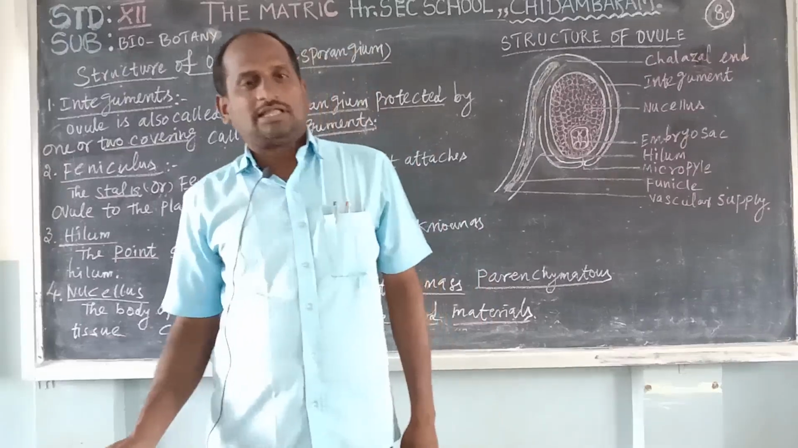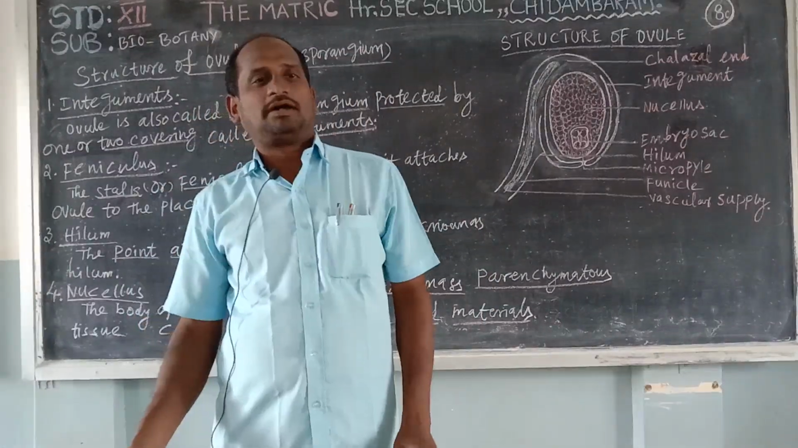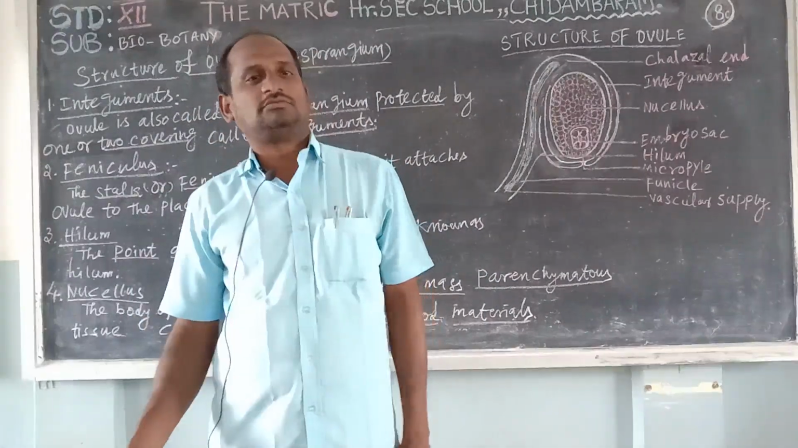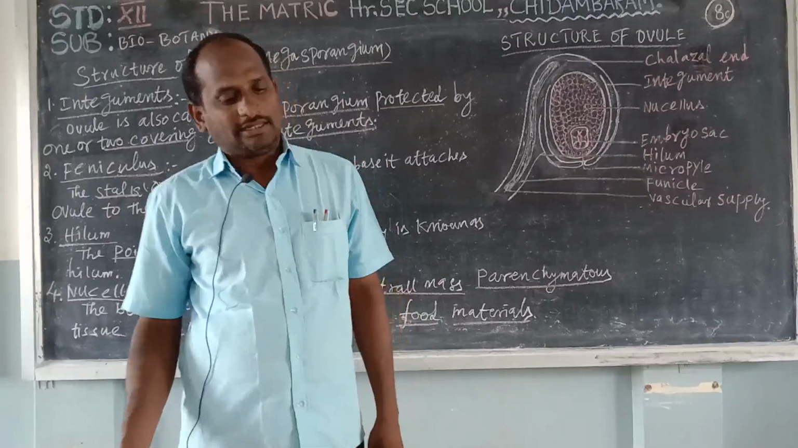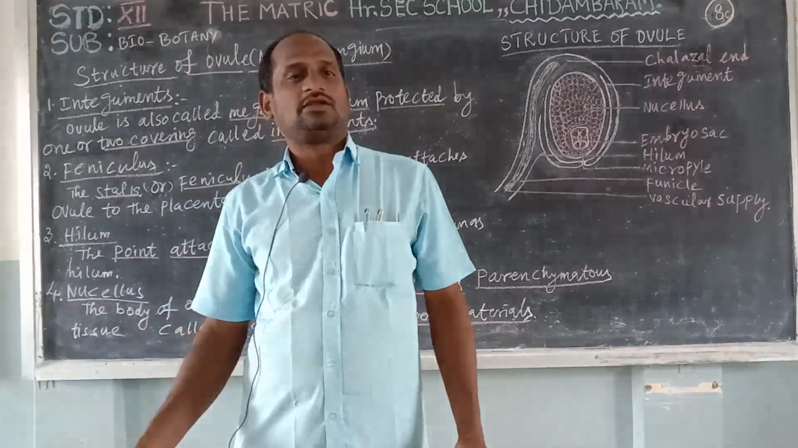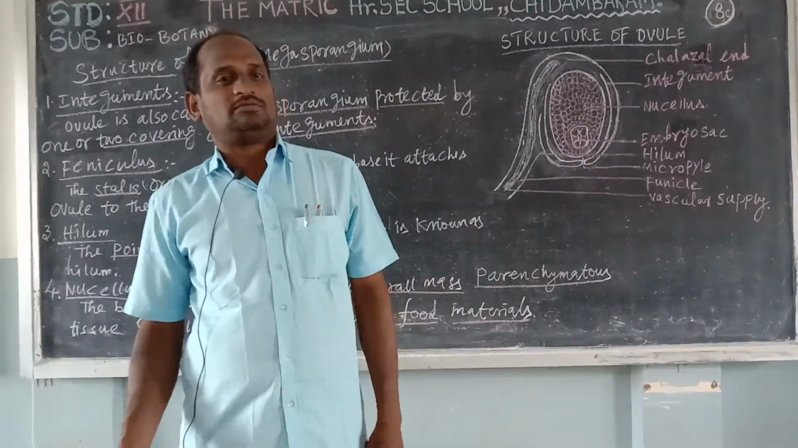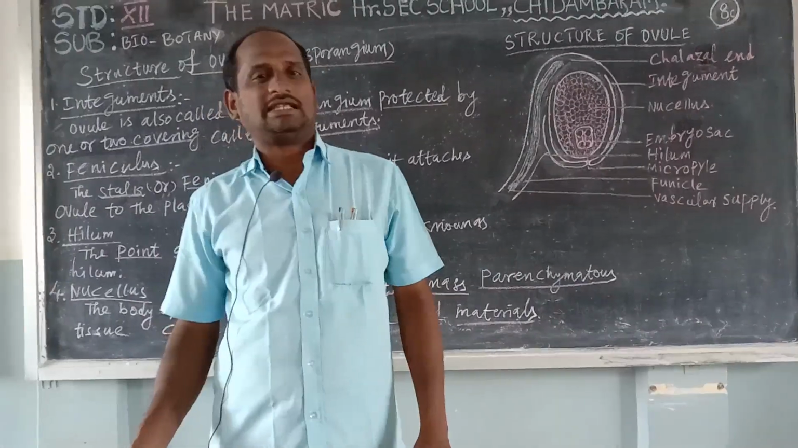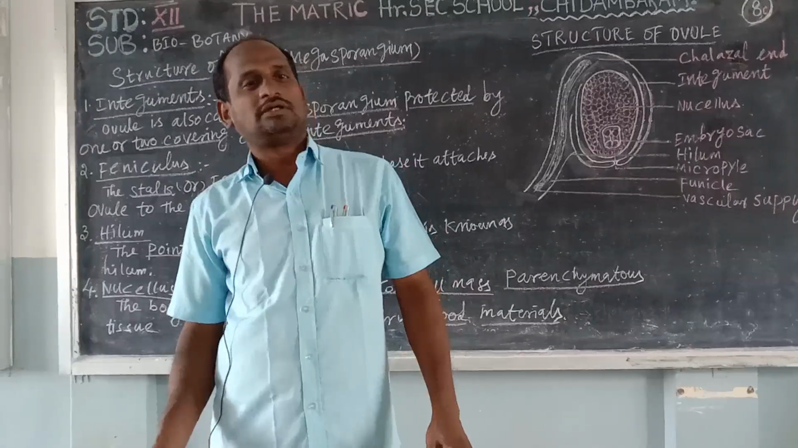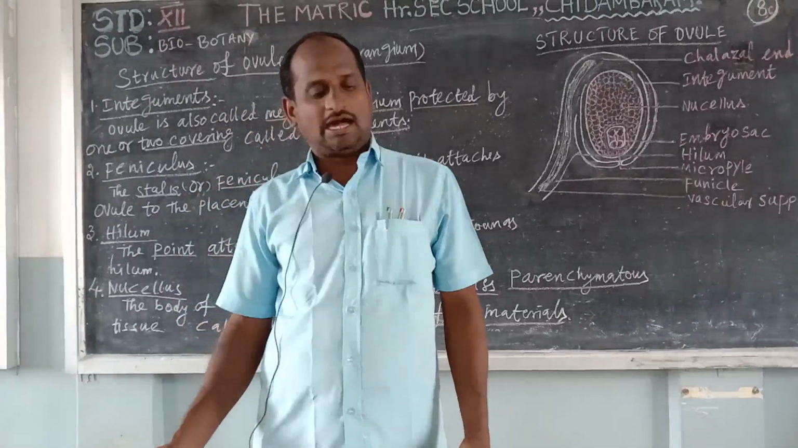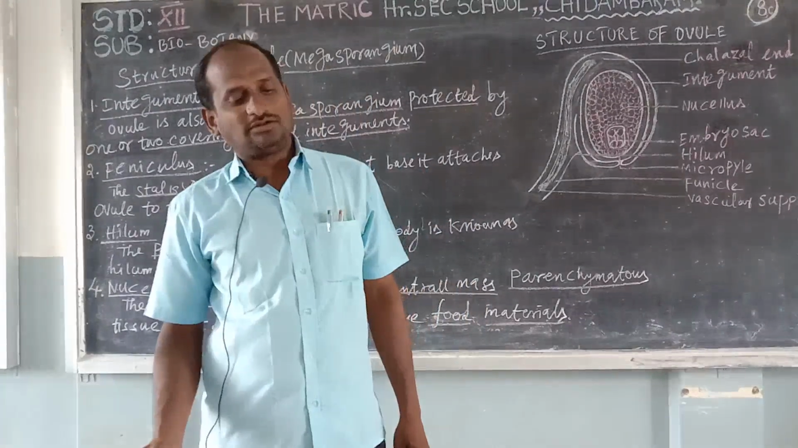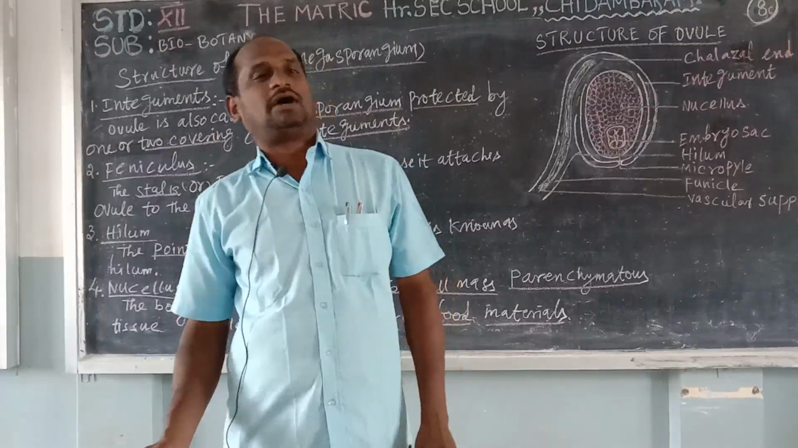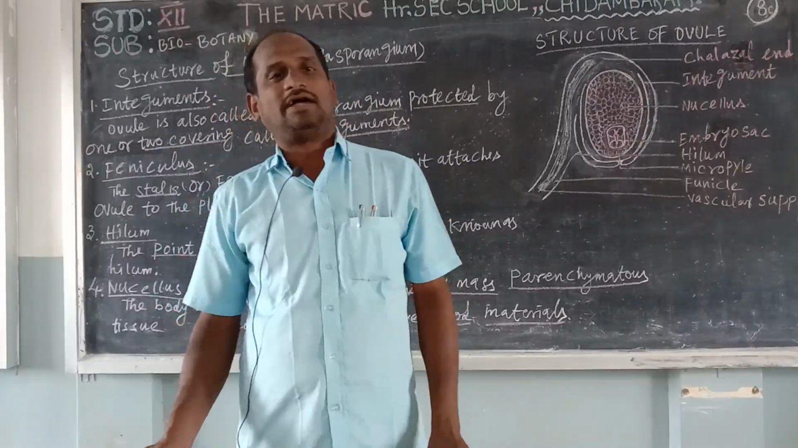Next, go to the androecium, the male part; the anther is completed. Next, the female part is the gynoecium. The female part means the parts of the stigma, style, ovary, and ovule. These are the female parts of the gynoecium. The gynoecium is the part that produces the flower.